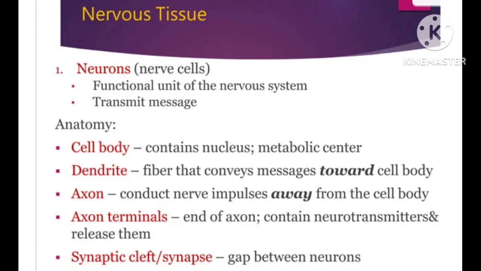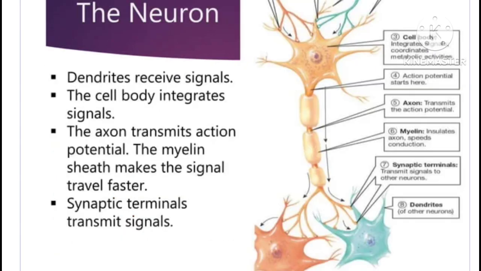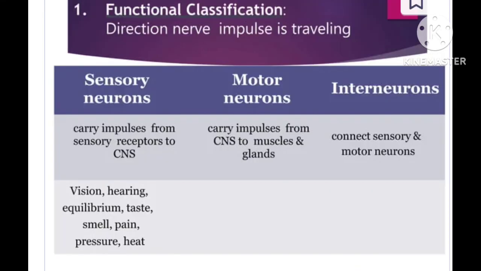So neurons include cell body, dendrite, axon terminals, synapse. Okay. So you can see here cell body contains nucleus, metabolic center, and dendrite is the fiber that conveys message towards cell bodies. Okay, and axon transmits action potential. The myelin sheath makes the signal travel faster, and synaptic terminals transmit signals. So you can see here in this picture. Clear? So dendrite receives signals.